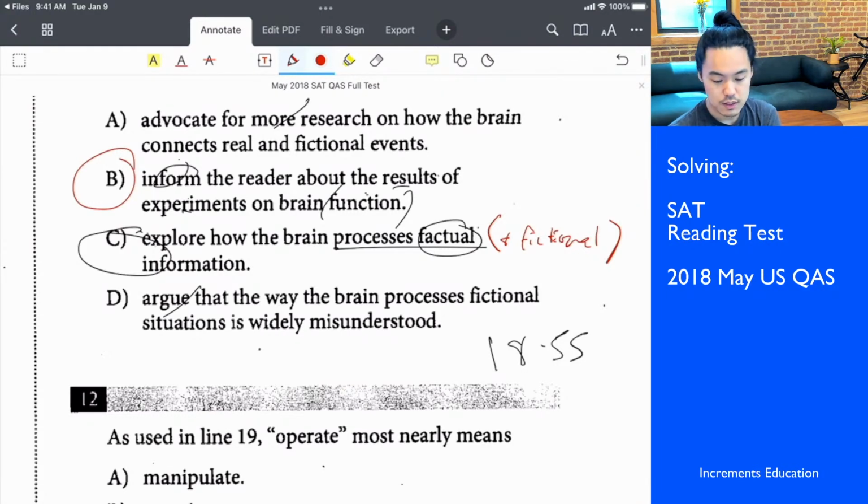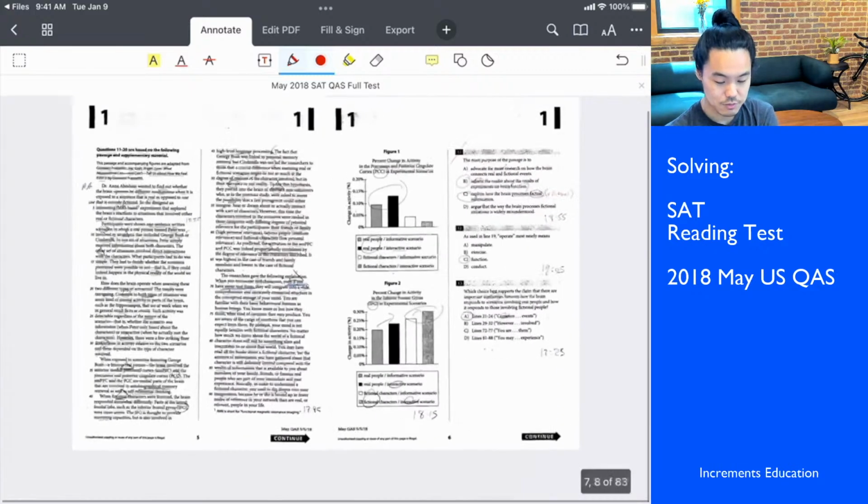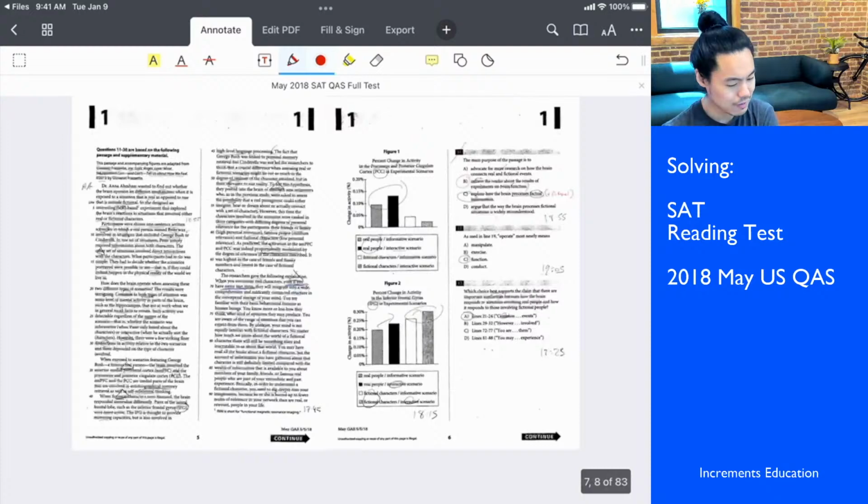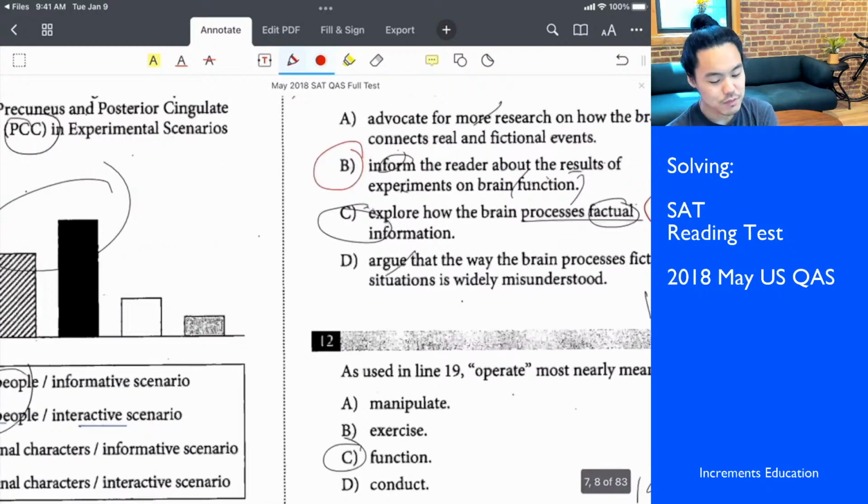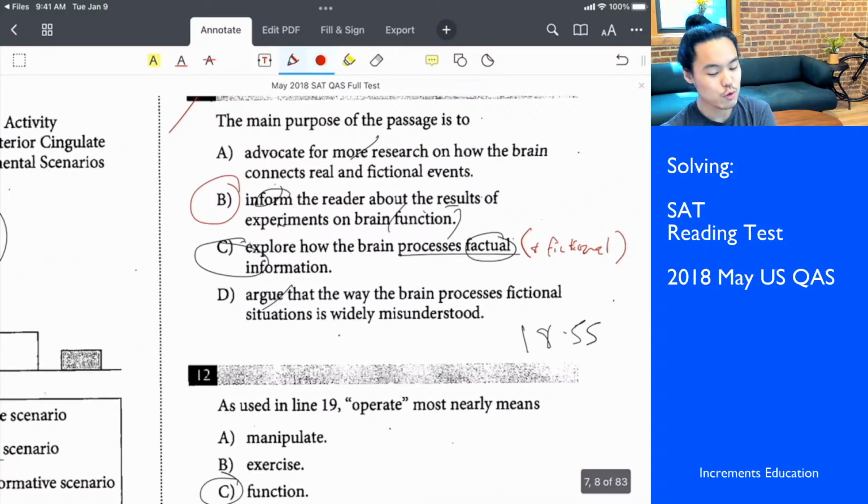The obvious way to eliminate C is to say factual and fictional, but the idea of factual kind of... never mind. I don't want to get too complicated for you guys. Okay, I'm just going to leave it there. You know what? I don't even fully regret this. I don't really regret choosing C and getting this one wrong, because I don't think I'm crazy when I chose C.